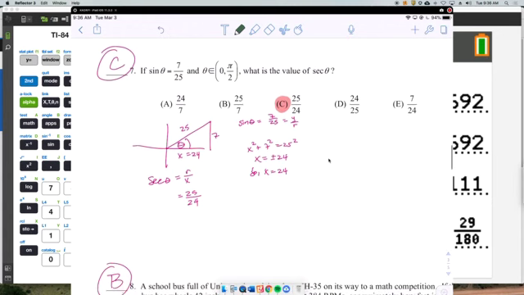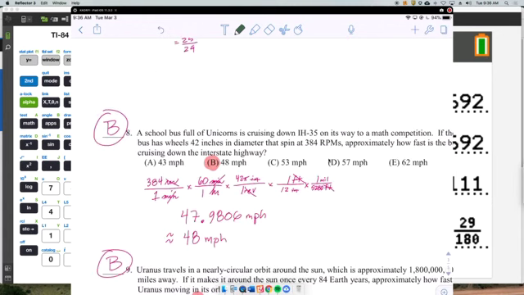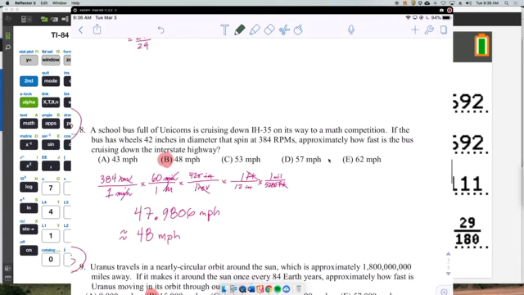Okay? All right. Letter 8. A school bus full of unicorns. Yeah, yeah. Peyton and Landon are on board now, right? We're all heading down the road to a math competition on I-35.